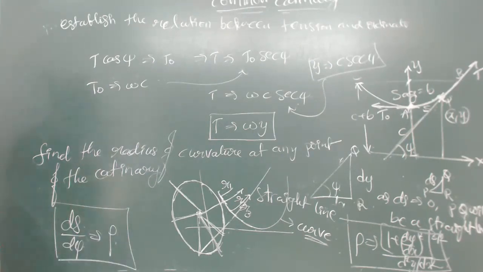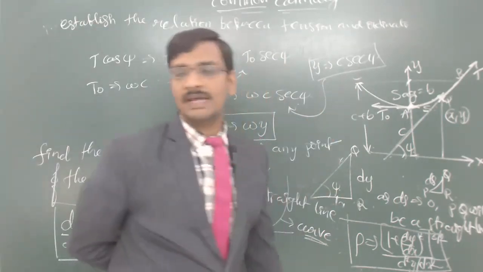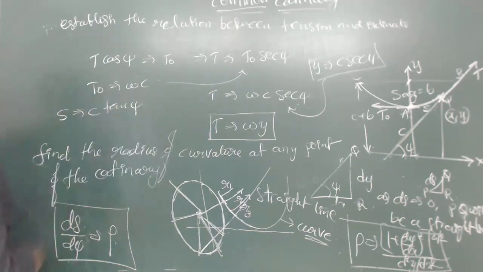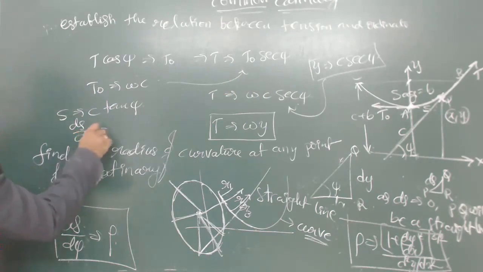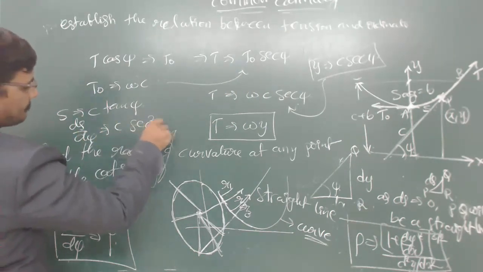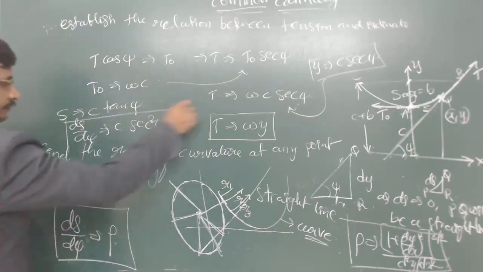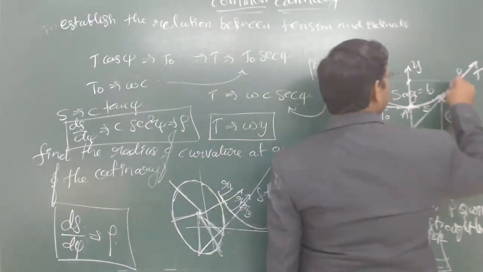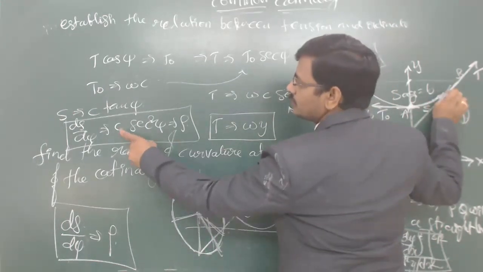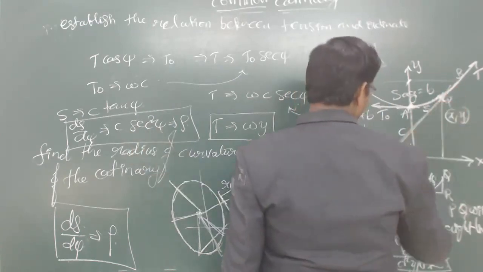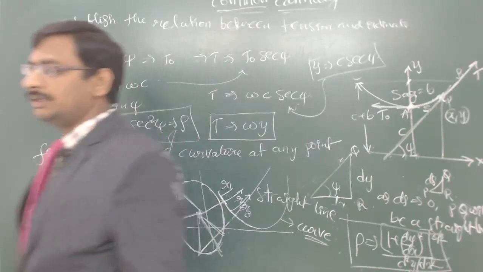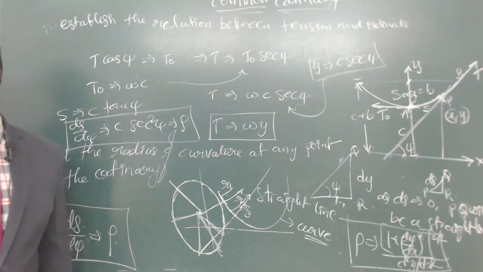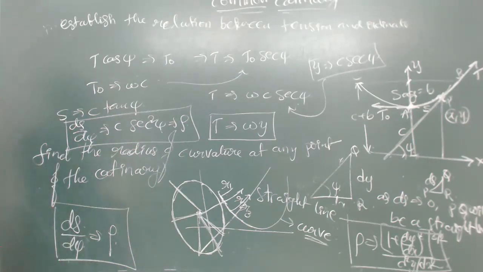Got it? Now here, we have the relation between s and psi. That is s is equal to c tan psi, and then ds by d psi is nothing but c into secant square psi. So this is the radius of curvature. Got it? That means this portion of the curve can be constructed by a radius whose value is equal to c times secant square psi, where psi is the angle made with respect to the x-axis. Got it? So this is the radius of curvature. I hope you got a fair clarity on this.